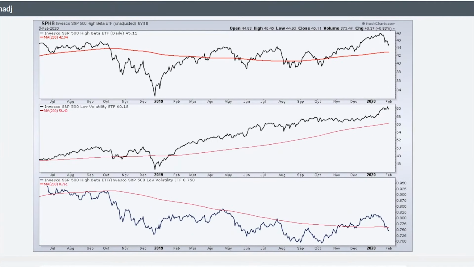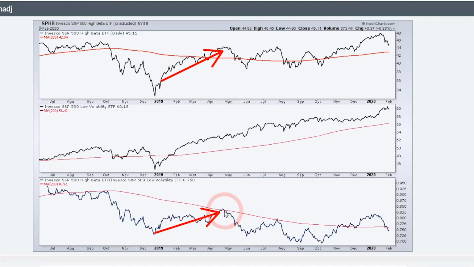Now here's the high beta ETF and the low volatility ETF from Invesco. And there you can see SPHB in the top window, SPLV in the lower window, and then we get the ratio chart. And look how long high beta has been underperforming low volatility. But something happened in October, and we also had a bounce there in January, as you can see. From late December to April, we had risk on, and the S&P 500 rose.